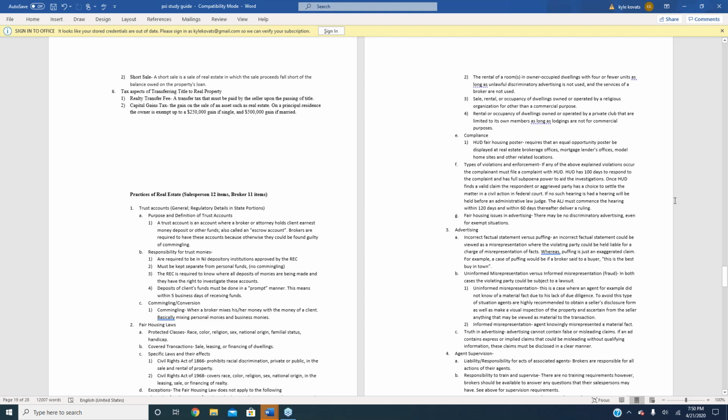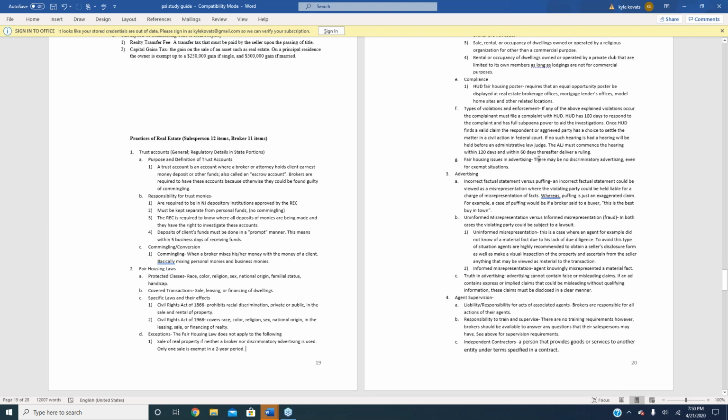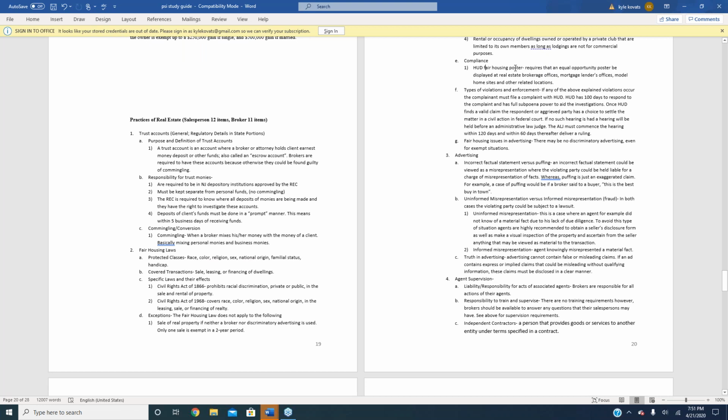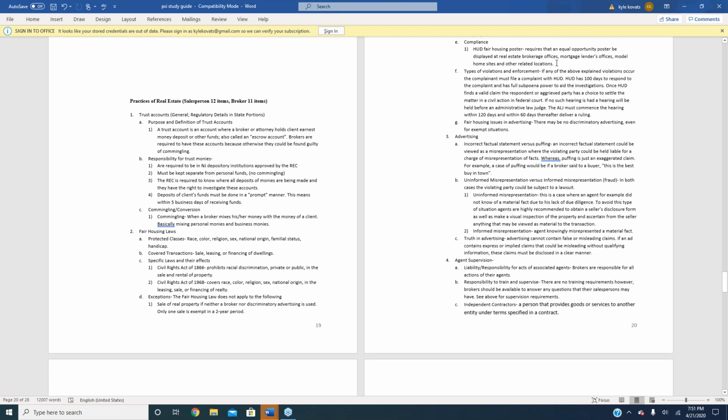All right, so next here, the HUD fair housing poster. Anytime they ask you about fair housing posters, anti-discrimination posters, the thing to know is that they must be prominently displayed in the broker's office. And if not, then every single claim of discrimination is going to be assumed to be true.